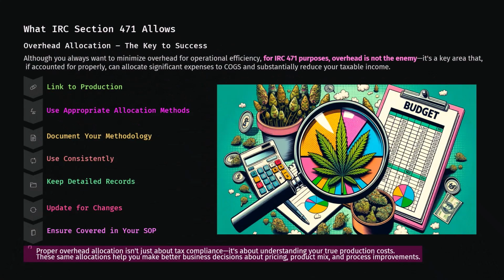So the takeaway regarding overhead. Although you want to keep your overhead expenses lean, overhead is not the enemy when it comes to COGS. It's a huge part of compliant cost accounting, but you've got to link cost to production, be methodical, use reasonable allocation percentages, keep good records, and be consistent year after year. Because if you do it right, you're not just compliant, you're also keeping more of your hard-earned dollars, and that's the name of the game in this industry.